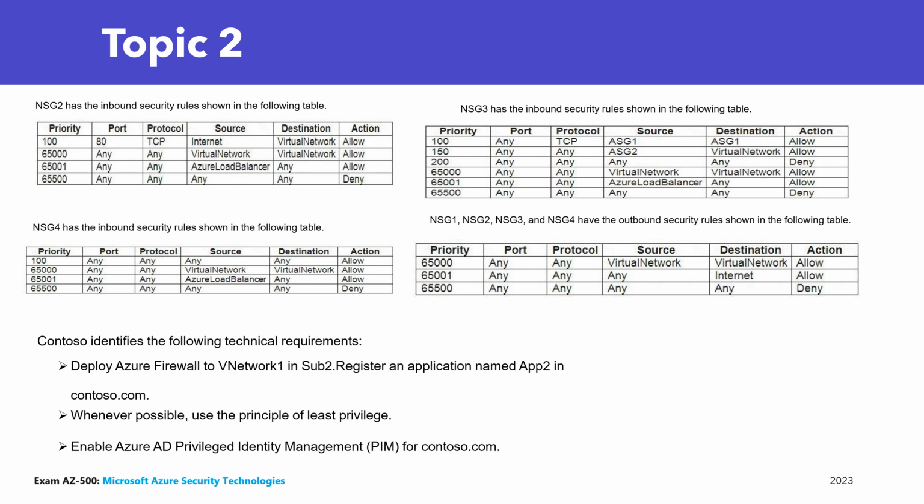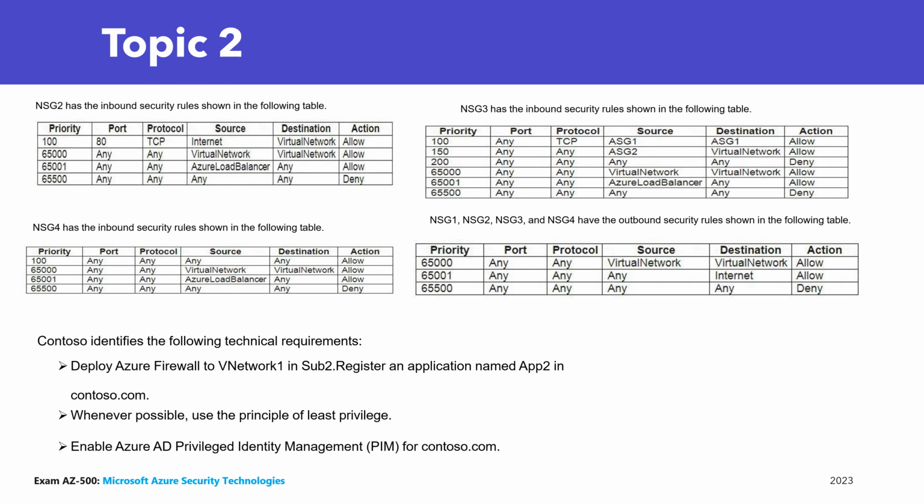NSG2 has the inbound security rules shown in the following table. NSG3 has the inbound security rules shown in the following table. NSG4 has the inbound security rules shown in the following table. NSG1, NSG2, NSG3, and NSG4 have the outbound security rules shown in the following table.